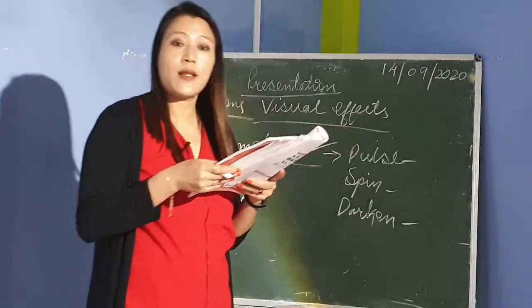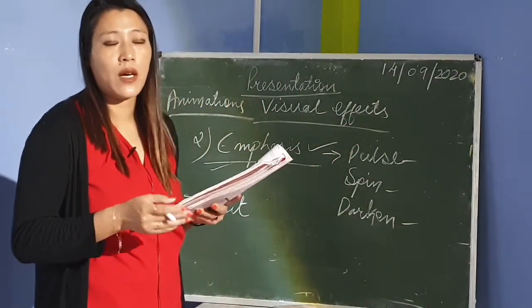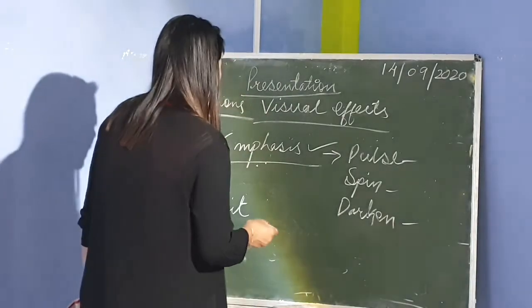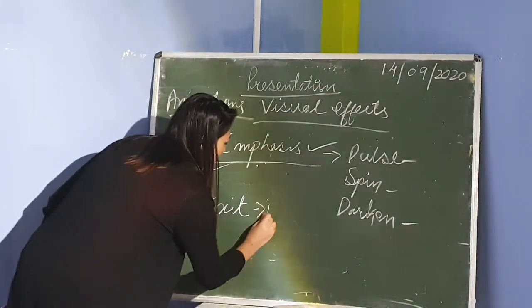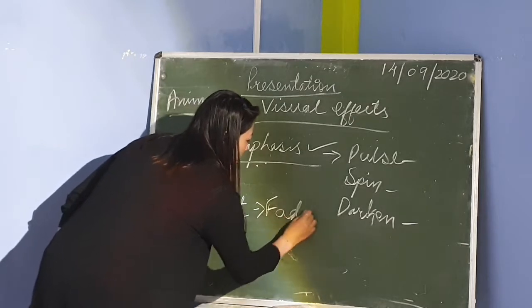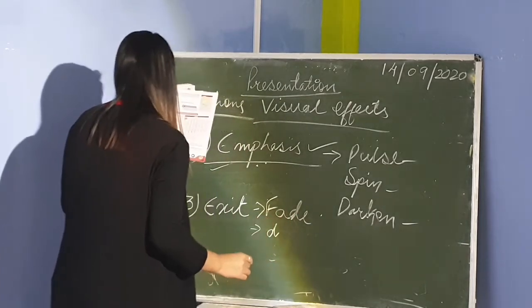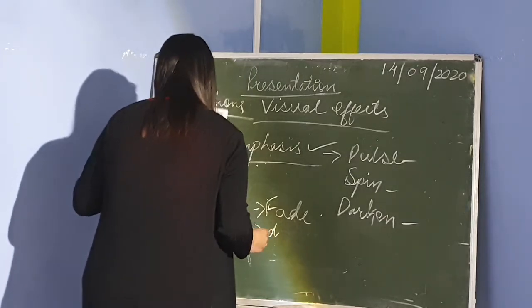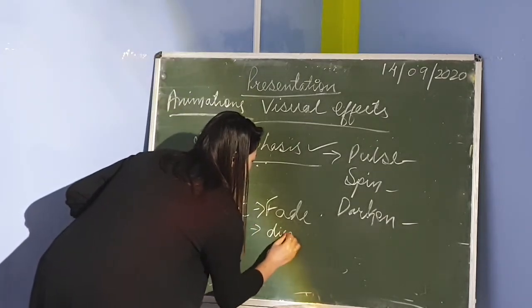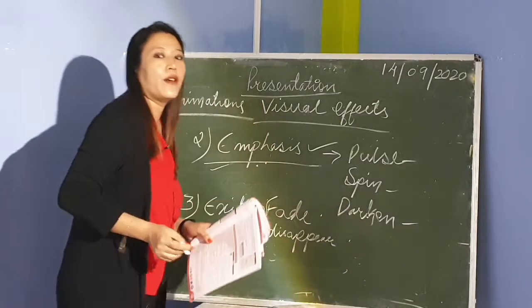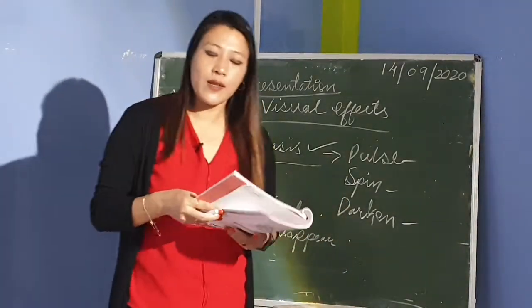So, inside exit animations, there are other sub animations called disappear, fade, fly out, like that. Okay, fade, the text gets faded away. Then comes disappear, like this kind of animations you can select.